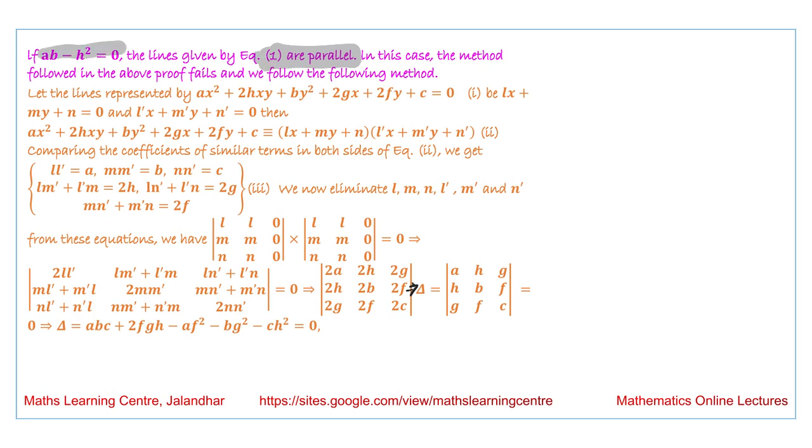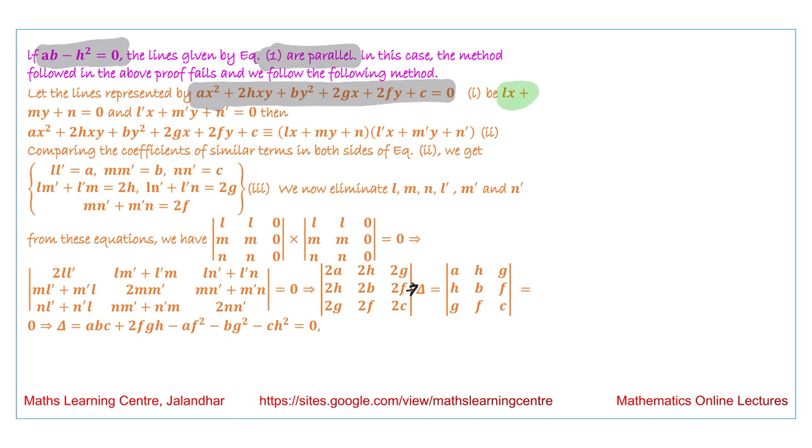So the condition we have is ab minus h square equal to 0, and the method that we used in the previous case cannot be used because there is no point of intersection here. So this is the equation given to us: ax square plus 2hxy plus by square plus 2gx plus 2fy plus c is equal to 0.